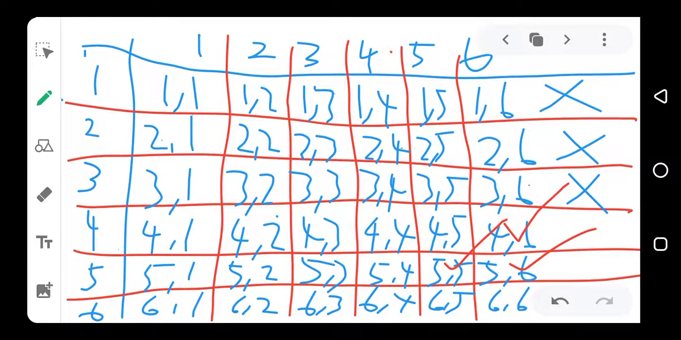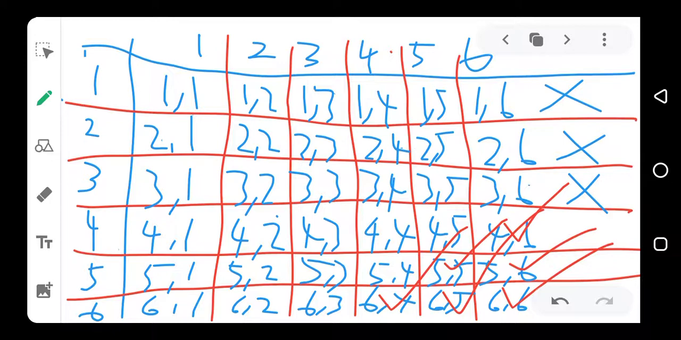Then the sixth row. 6 plus 1 and 6 plus 2 are not up to 9. 6 plus 3 is 9, and we are looking for something greater than 9, so this one is not included. Then 6 plus 4 is 10, included. 6 plus 5 is 11, included. 6 plus 6 is 12, included. So we check the total numbers we have marked: 1, 2, 3, 1, 2, 3, that is 6 events that are greater than 9 in this sample space.